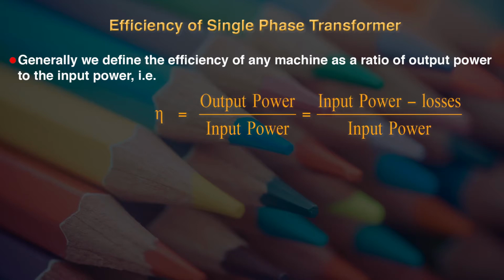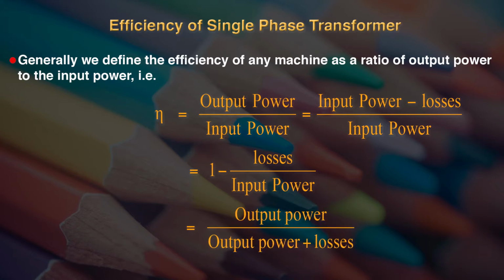So you can write efficiency is equal to what? It is the ratio of output power to the input power. And this output power can also be written as input power minus losses. So in the numerator there is input power minus losses and the denominator is input power. Input power divided by input power comes to 1, and the second term is losses upon input power. So efficiency can be written as 1 minus losses upon input power. This efficiency can also be written in another form, that is, efficiency is equal to output power upon output power plus losses.